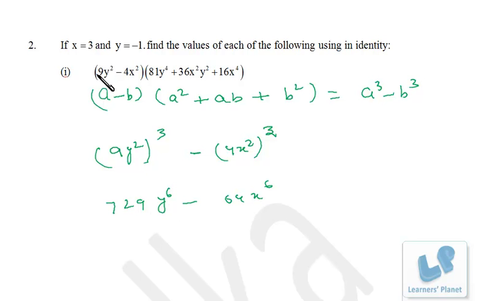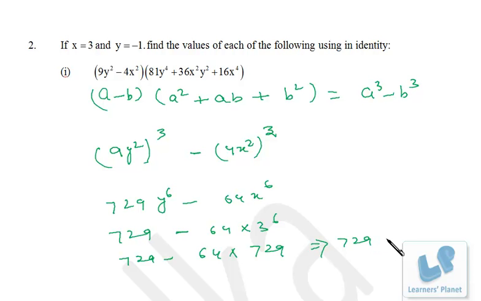Now put the value of x and y from here. So it's 729, y raised to 6 is what? Minus 1 raised to 6, that's 1 only, minus 64, x raised to 6 will be what? 3 raised to 6, right? So it is 729 minus 64 into 729. So precisely 729 can be taken as common. So it will be 1 minus 64. So it's minus of 63, right? So it is 45927, and that too negative, right? So the steps are really same. So after reaching here, you have to put up the values of variables, right? So there is no difference at all.